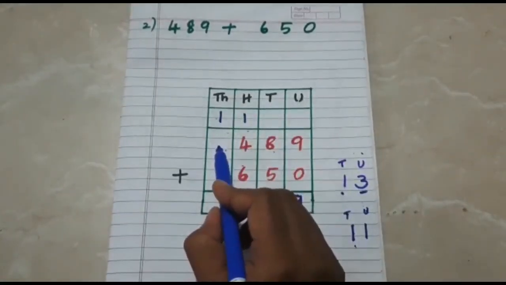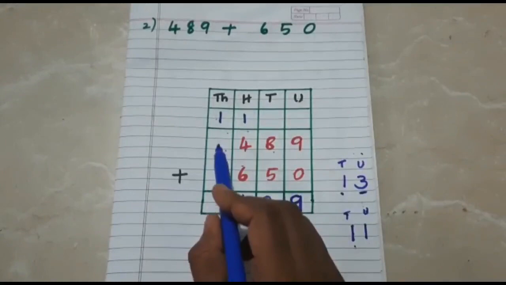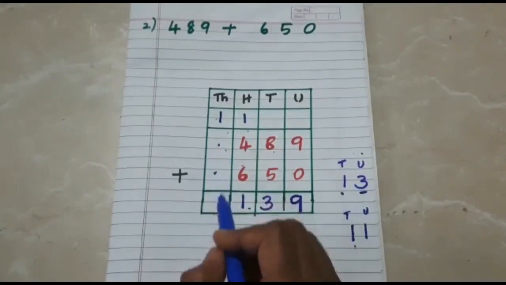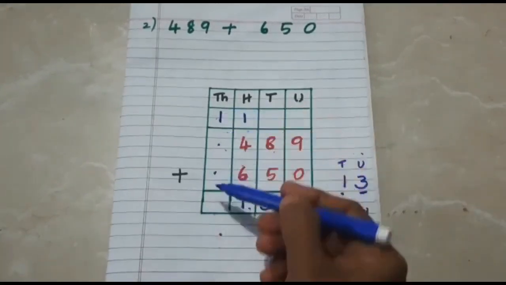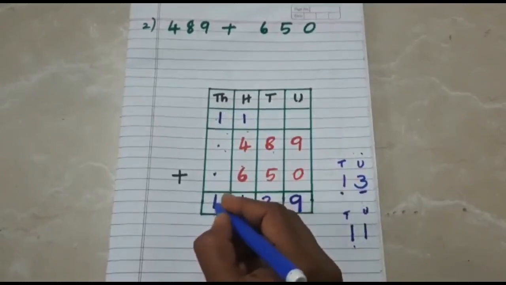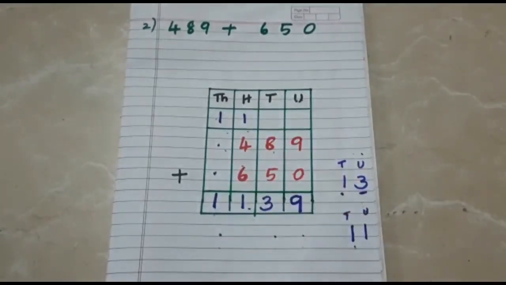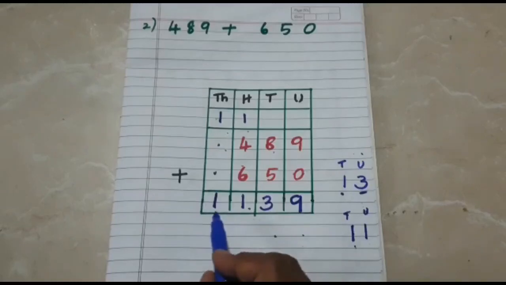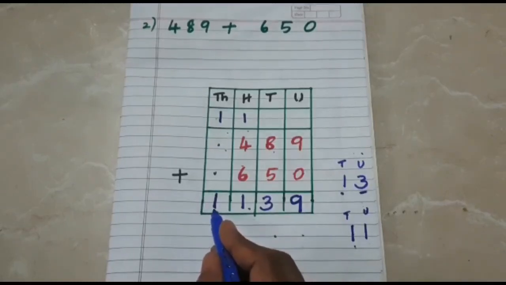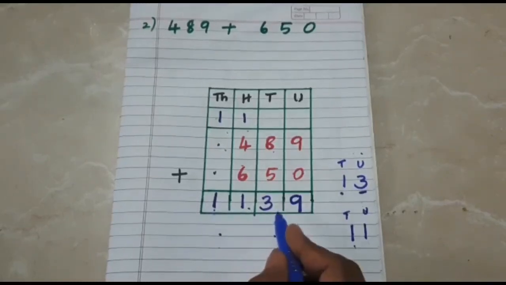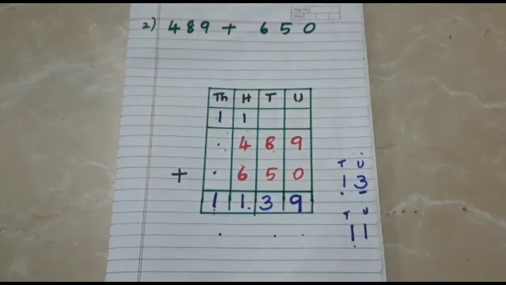Now in the thousands place, you can see that we don't have any digits corresponding to 1000. So what we will do? We will directly bring this 1 here in the thousands place. So the final answer is 1139. Followed?